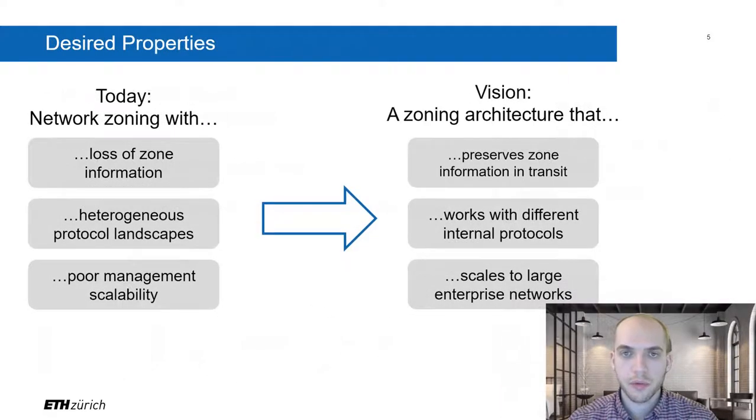So in summary, we identified three main challenges of current network zoning architectures that we want to solve. The loss of zone information when sending between branch sites, that cannot seamlessly communicate with each other because of incompatible protocols, and poor management scalability, caused by a multitude of systems that need to be touched for every update to the network. A new architecture should therefore solve these issues while maintaining a high level of security and deployability.